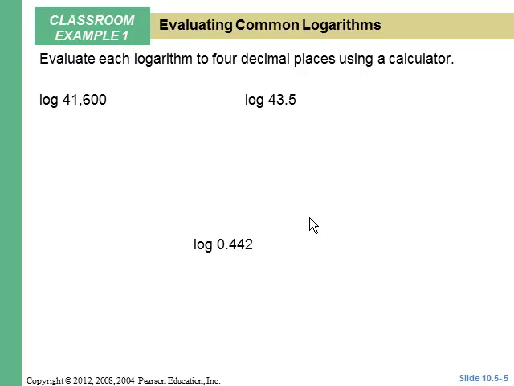Well, what you do is you find the log key on your calculator. And so we would press log of 41,600 is 4.619, because 10 to the 4.619 is 41,600. Okay, so we could press log of 43.5, and we get 1.638.